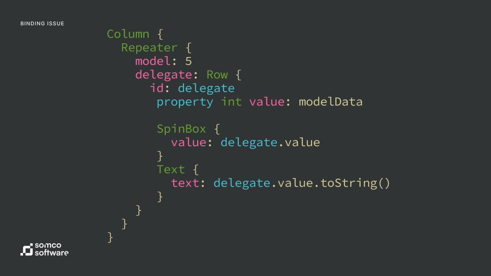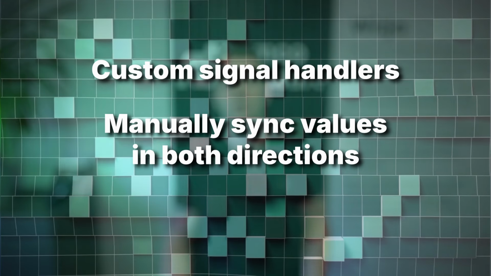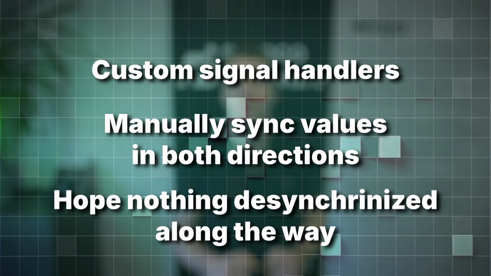Let's now talk about a common headache in QML. You bind a UI element to some data, then the user interacts with it, and then the binding breaks. Sound familiar? Here's what used to happen. You would bind a spin box to a model property, but as soon as the user changed the value manually, Qt would override the binding with the new value, effectively breaking the link, breaking the binding. To prevent this, you had to add custom signal handlers, manually synchronize values in both directions, and most importantly, hope nothing desynchronized along the way.